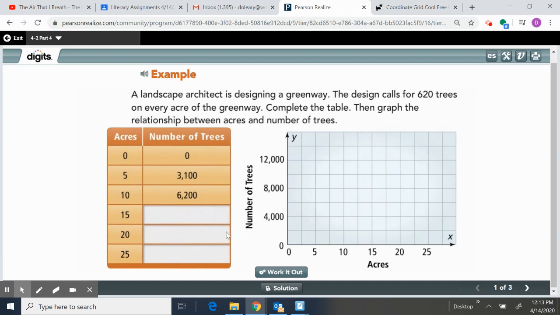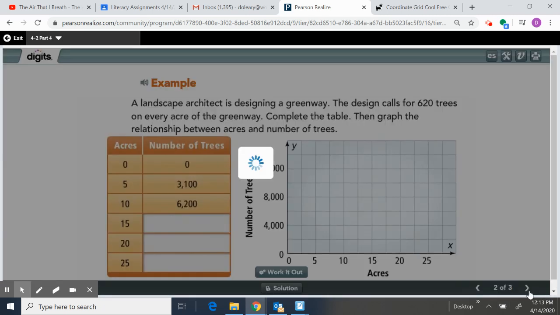So see if you can work out what numbers you think would be here and where the points would be. And then if you click solution, it'll show you if you're right. And that one's kind of tough. So give that a shot. The next screen isn't as tough.